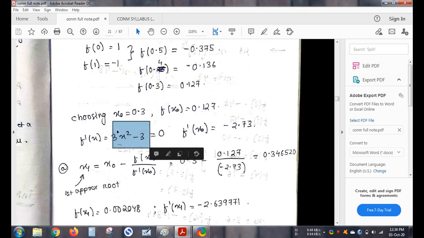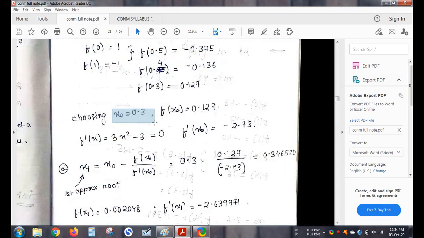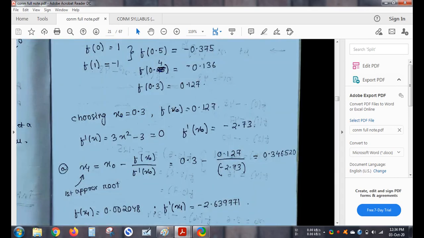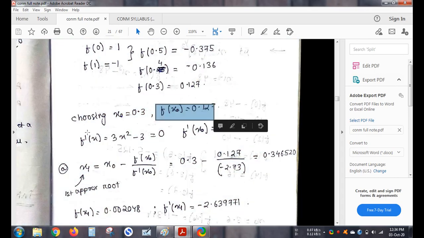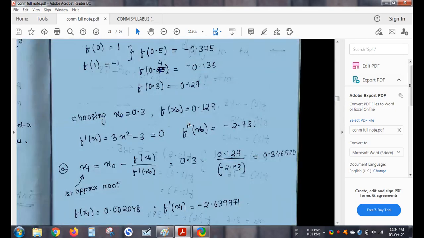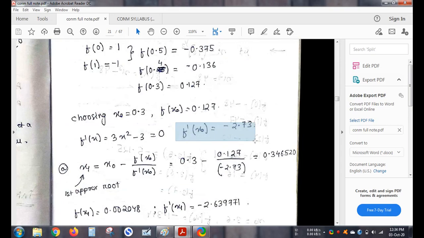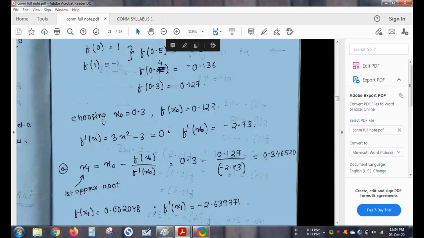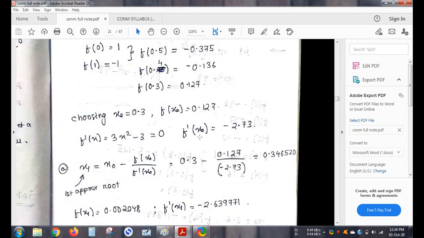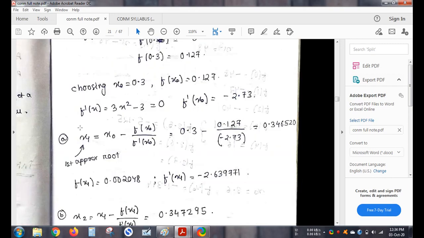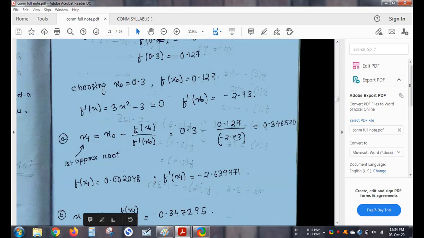So there are 4 values that I require in order to solve it. Number 1, initial value. Number 2, the value of the function at the initial value. Then I need to find out the differentiation of the function and the value of the differentiated function at the initial value. So these are the 4 parameters required. If I have these parameters, then I can calculate my approximated root by this formula. So what is the formula? The approximated root will be x naught minus f of x naught by f dash x naught.